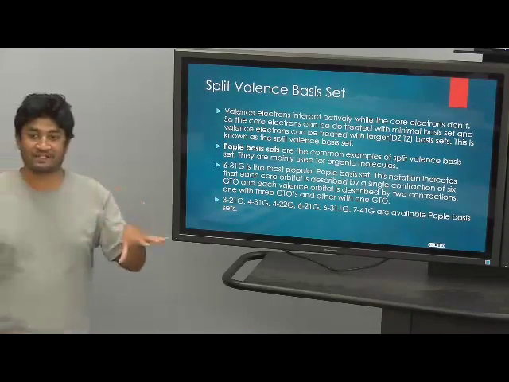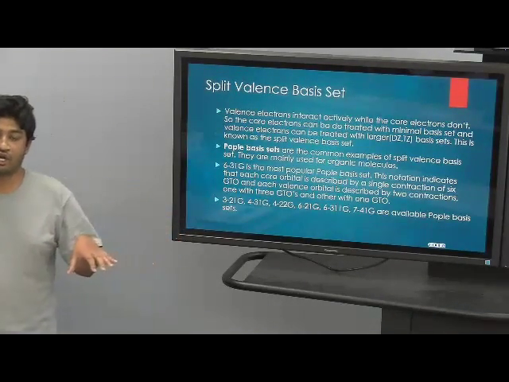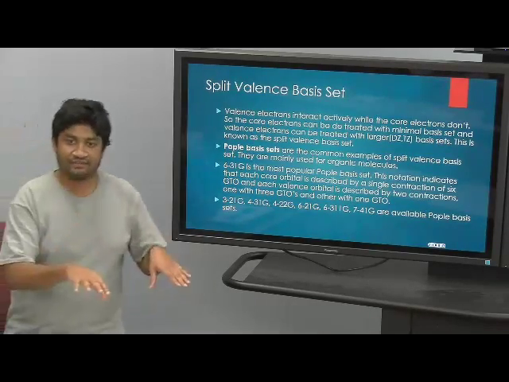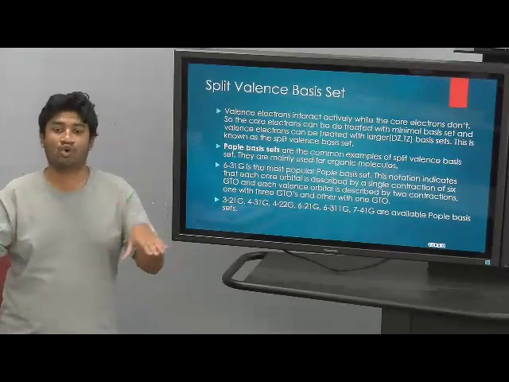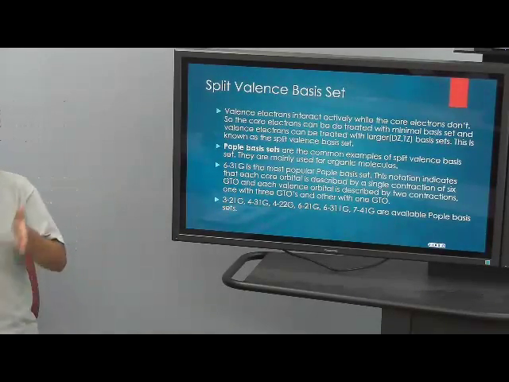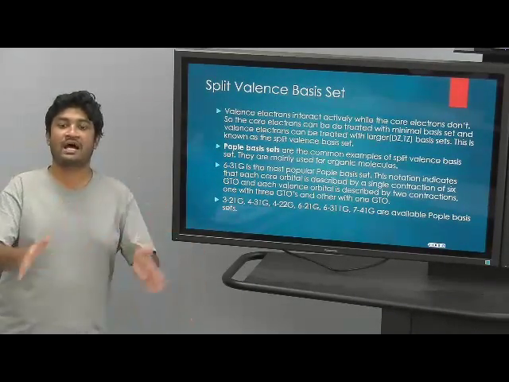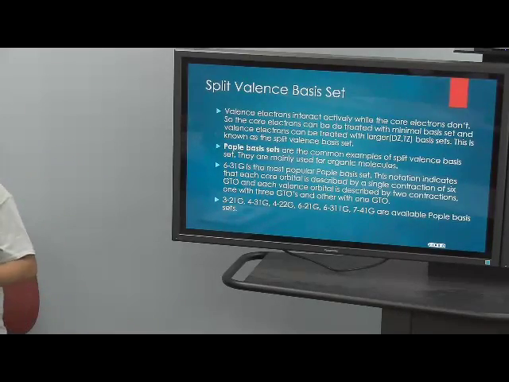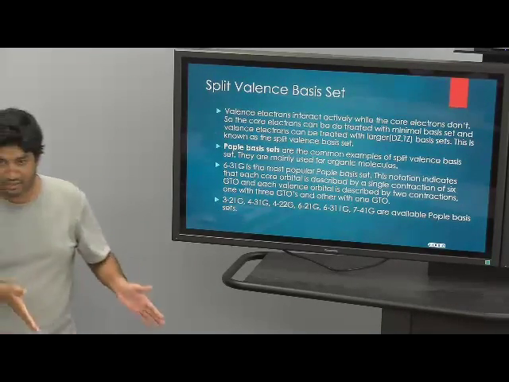The split valence basis set. We know in a chemical environment the valence electrons interact actively, but the core electrons don't. So the core electrons can be treated with the minimal basis set, and the valence electrons can be treated with the double zeta or triple zeta basis set. This is known as the split valence basis set.